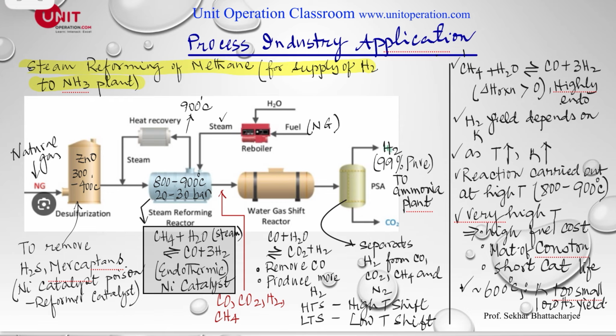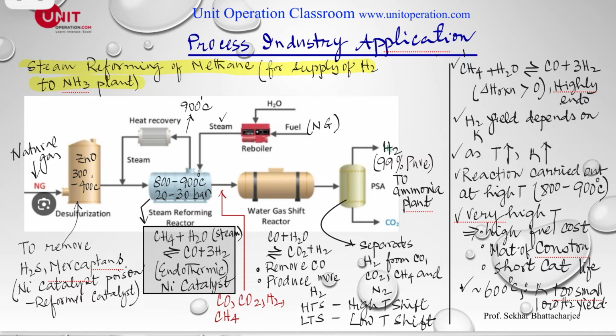Let's quickly look into the steam reforming of methane, which supplies, of course, hydrogen to an ammonia plant. Very quickly, what it is: we use natural gas, which we know is primarily methane. So first we do the desulfurization. We remove the hydrogen sulfide and mercaptans, which of course are poisons to the reforming catalyst. So this is the very first step, and it goes to my steam reforming reactor. As you can see, it's at really high temperature, and 20 to 30 bar, also high pressure.